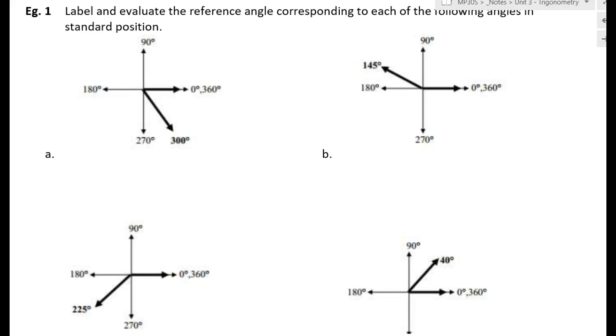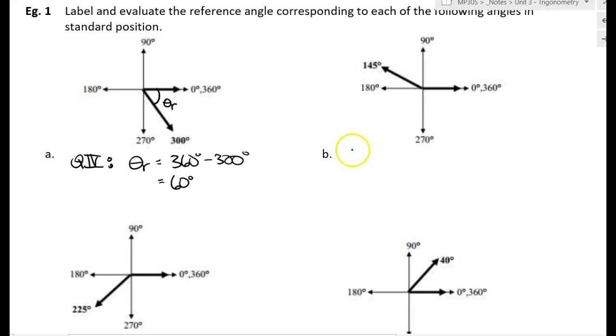Label and evaluate the reference angle for each of the corresponding angles. Okay, and just for practice, I want you to also be identifying in which quadrant it is. So A is in quadrant 4. My reference angle needs to take me from 300 to 360. So you can think about it as a couple different ways. 300 plus what gives me 360, or 360 minus 300 will give me my reference angle. And that is going to be 60 degrees. And I'm going to label it in here as theta r.